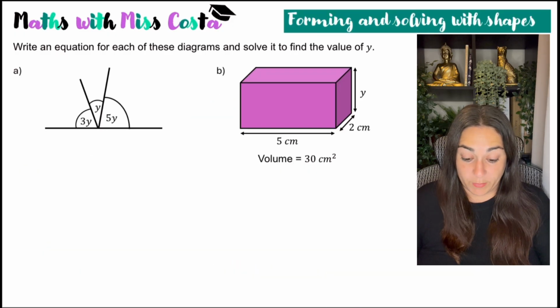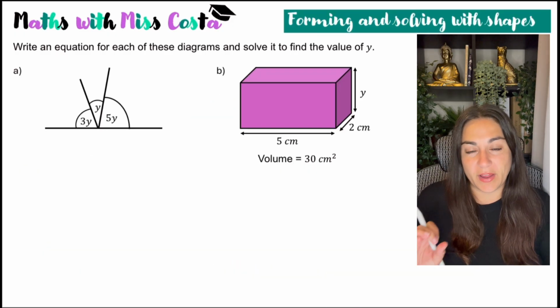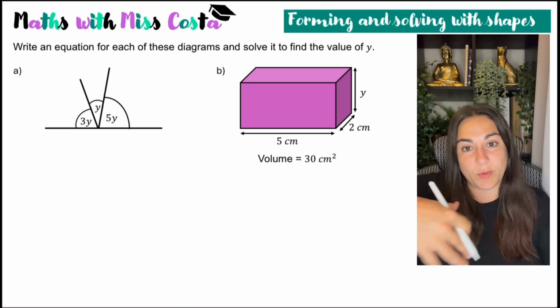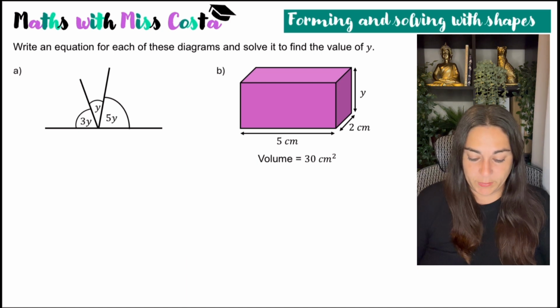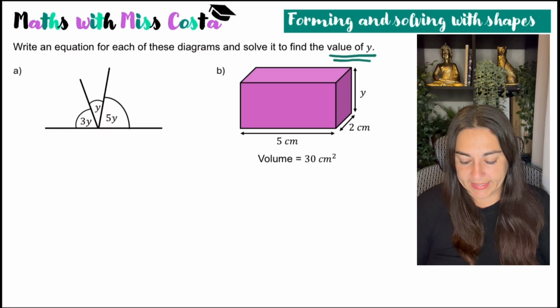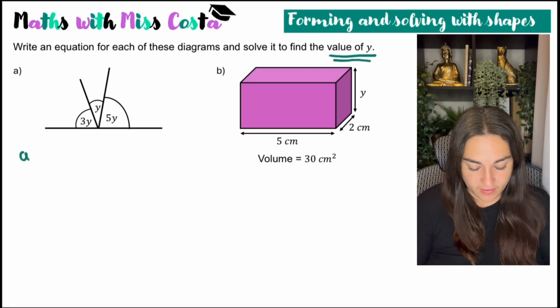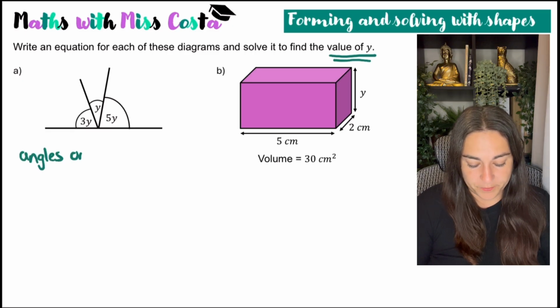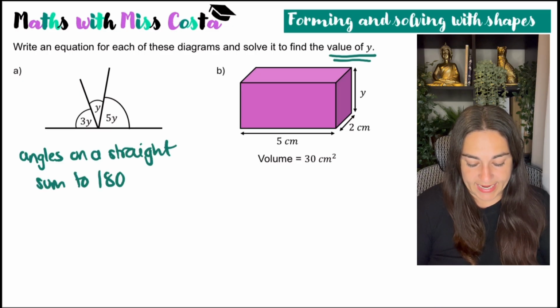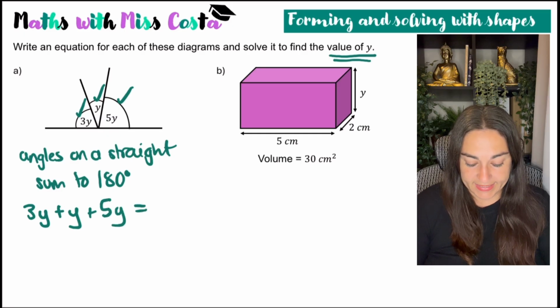So now we've still got some more shapes. This is relying on your knowledge of other things, and we're combining it with algebra. So we need to find out what the value of y is. Now this is a straight line. I know the angles on a straight line sum to 180 degrees. So I know that this angle plus this angle plus this angle, so 3y plus 5y, is going to need to equal 180 degrees.